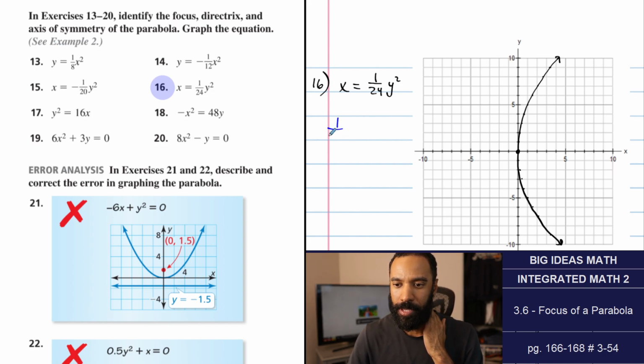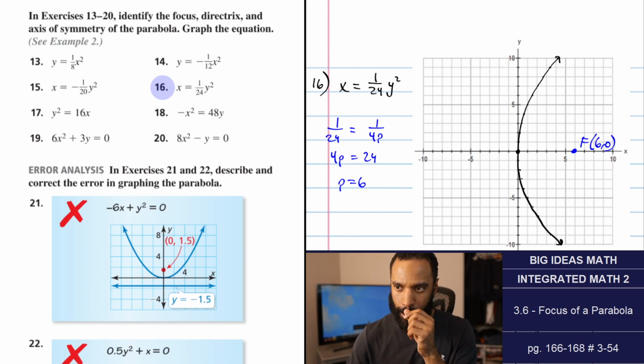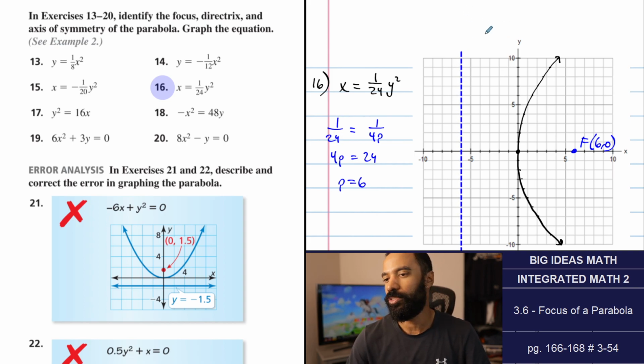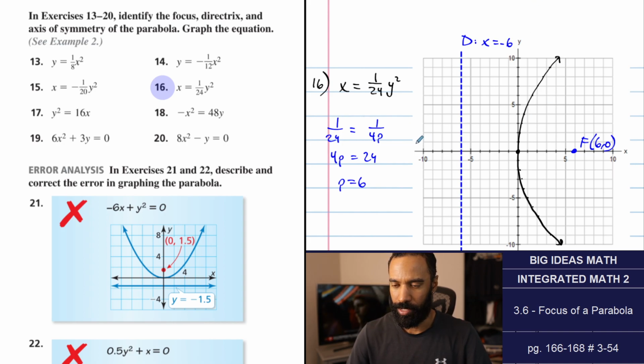A is 1/4p, so 1/24 is 1/4p. So 4p is 24, and p is 6. So again, you can go that way. 6 in from there is your focus. That's at 6, 0. Your directrix is going to be 6 units away on the other side. This vertical line is x equals -6. And your axis of symmetry, the x-axis, is y equals 0.